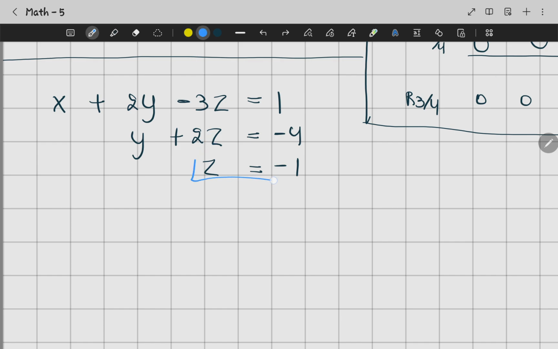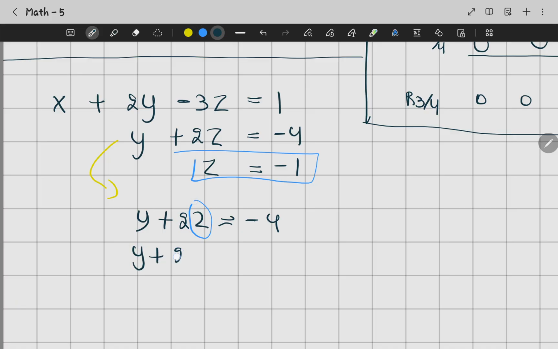Then we will take this equation, which is y plus 2z equal to -4, and we already have the value of z, so I'm going to write it as 2 times -1, which is z, equals -4. y equals -4 plus 2, which gives me -2, so y equals -2.